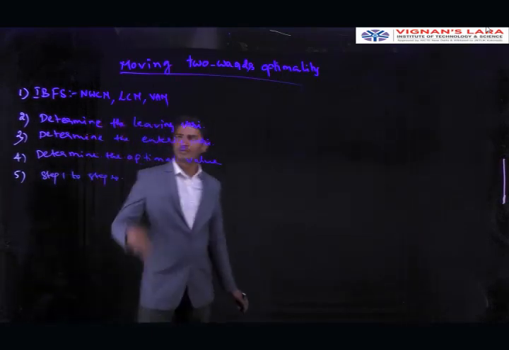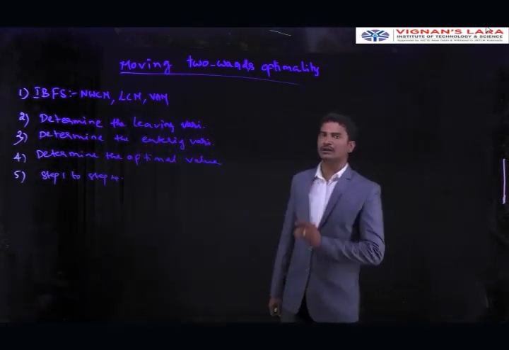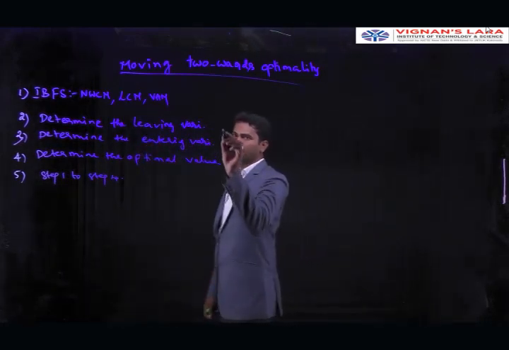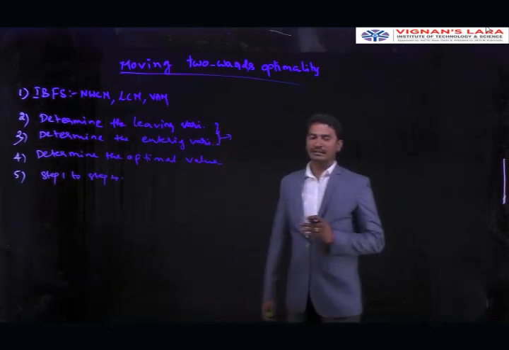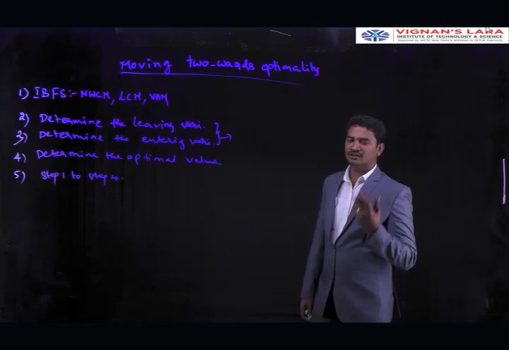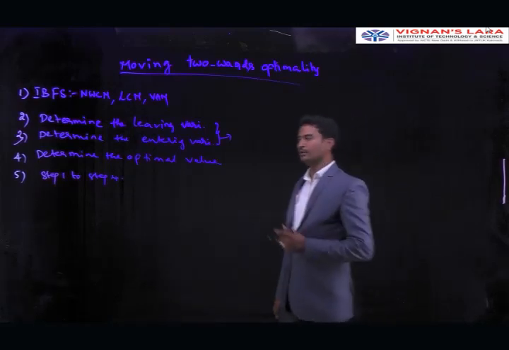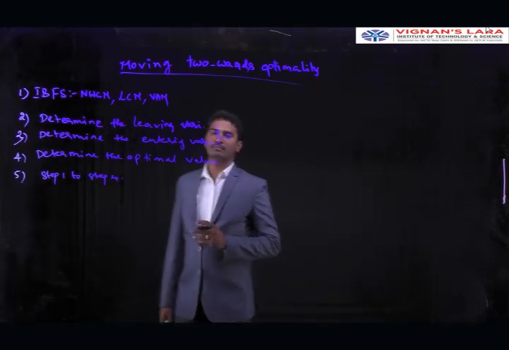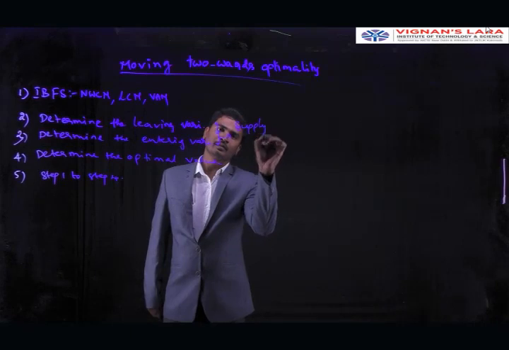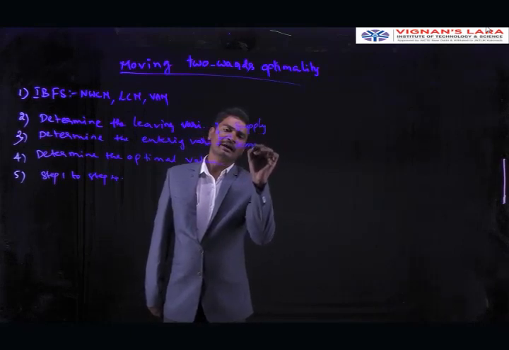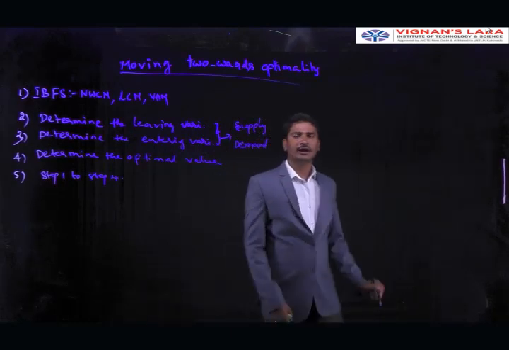Here we are determining the leaving variable and the entering variable. How do we determine them? In the simplex method, we take the iterations, and find the key column and key row. Based on that, we find the leaving variable and entering variable. Coming to the transportation problem, here we have the supply and demand, and based on these values we find the leaving variable and entering variables.